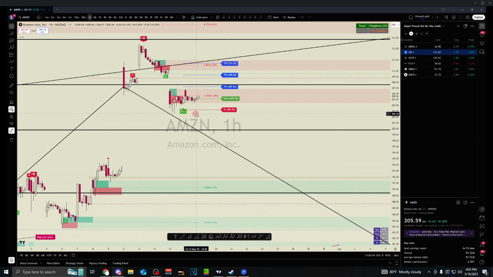So for example, on Amazon, see here, the choppiness was 67.66, right? So basically it's choppy. You guys can ignore that number. You can just focus on this thing.